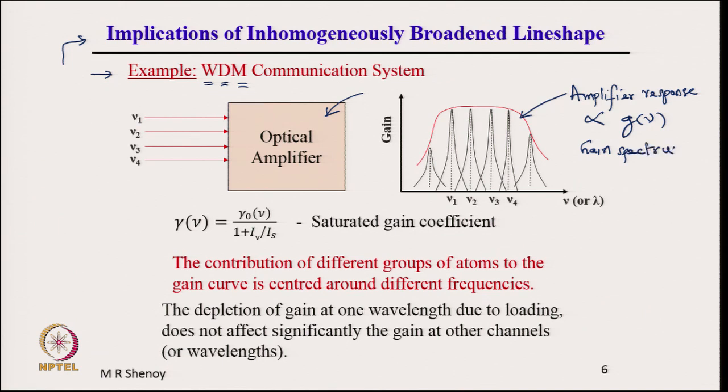We will discuss the amplifier again in a little bit more detail later, but right now one of the important implications of inhomogeneously broadened line shape is that different parts of the gain spectrum are contributed by different groups of atoms. Therefore, if I draw energy at a particular wavelength lambda 1 or frequency nu 1, which means I am loading the amplifier, that is called loading the amplifier.